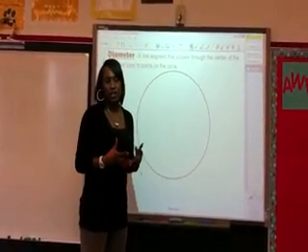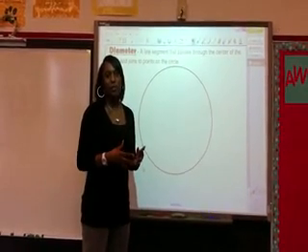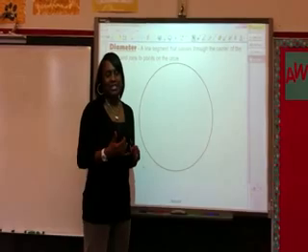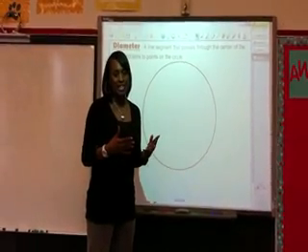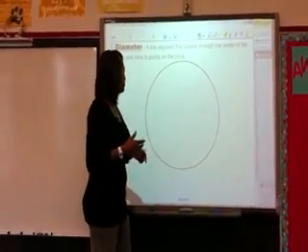Today we talked about a circle and the parts of the circle. The three parts we focused on were the radius, the diameter, and the circumference. So I'm just going to give you a brief mini lesson on what the kids learned today.